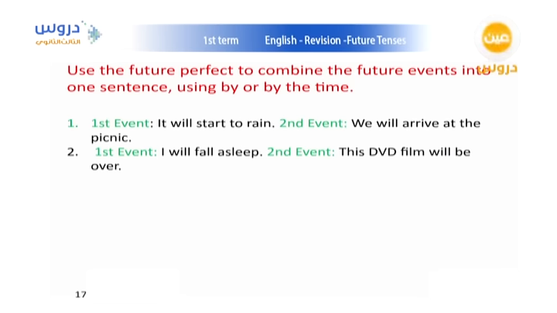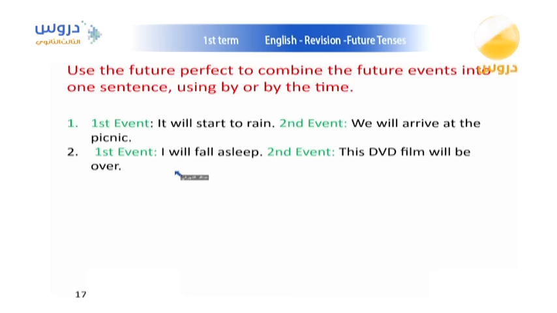Now use the future perfect to combine the future events into one sentence using by or by the time. We have two events. The first event, it will start to rain. The second event, we will arrive at the picnic. And the second example: I will fall asleep, the first event, and the second one, the DVD film will be over. So now try to combine these using the future perfect.